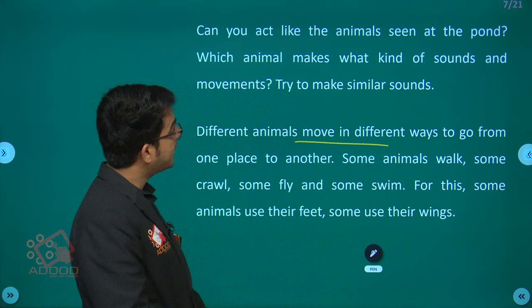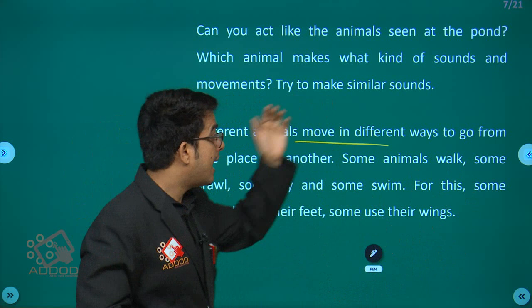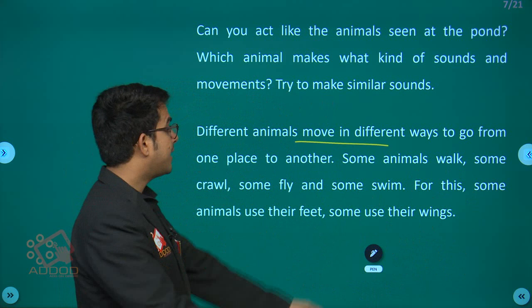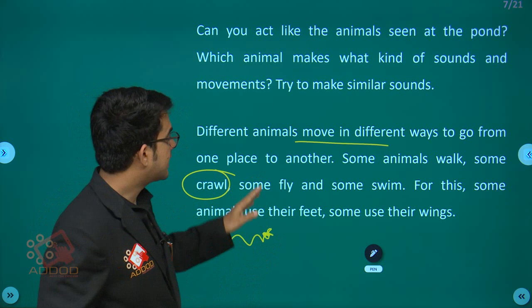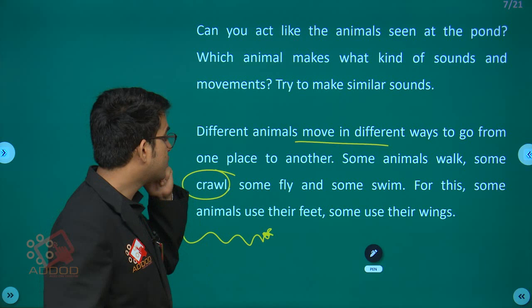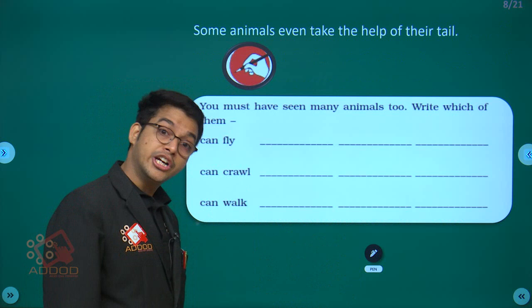Some just fly high. This would be a chapter in our EVS book as well. Fly high. Okay. And many go with hopping, like that. Some animals walk, some crawl. Crawl in the sense like a snake. Some fly. Some swim like a fish. For this, some animals use their feet. Some use their wings and many more things. Some animals even take the help of their tail. Yes, even with their tail.